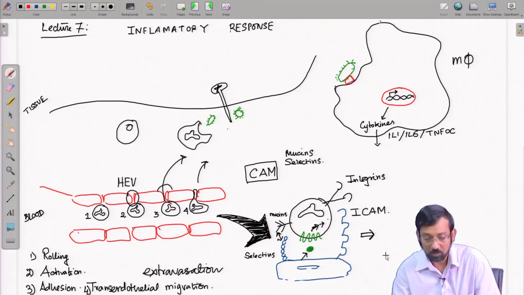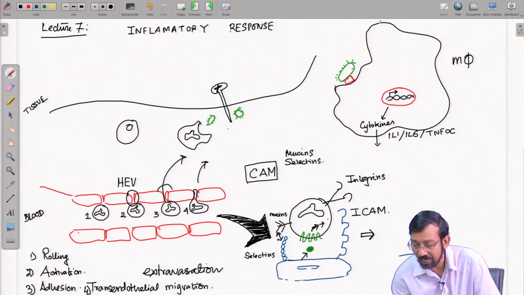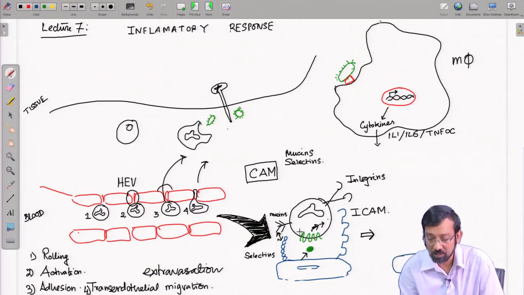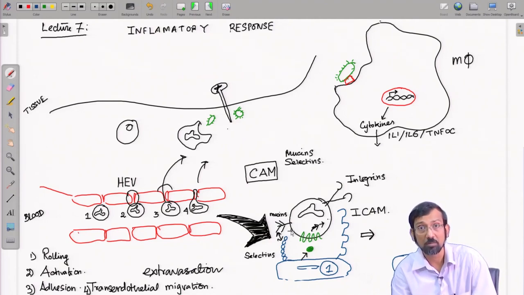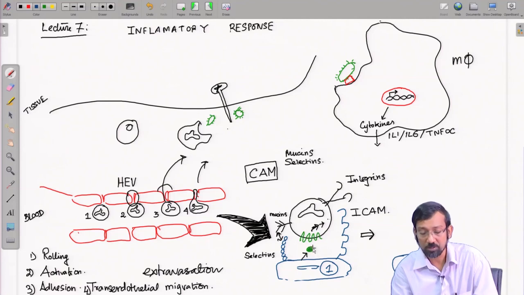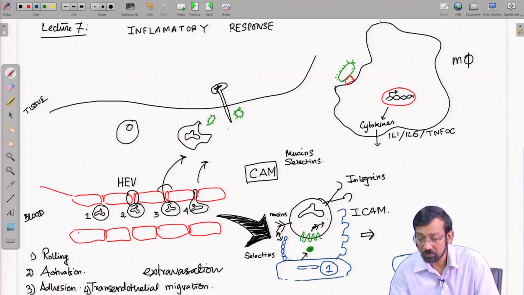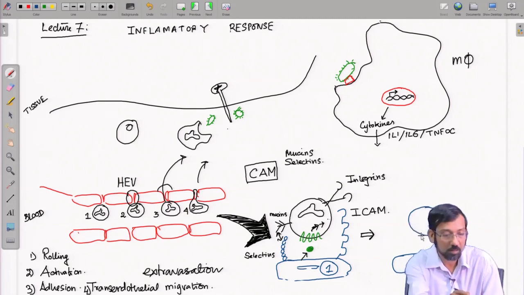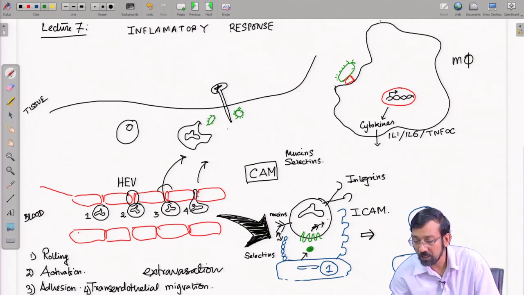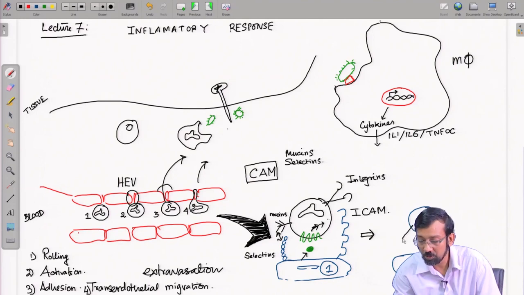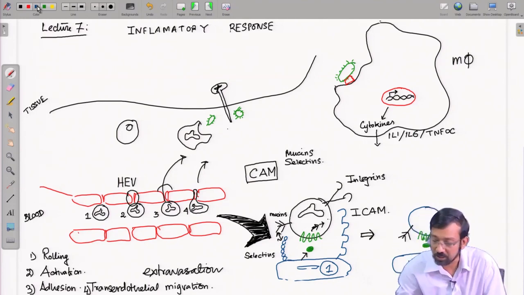Now, if we look into the next step, that is the activation step. This step here describes the first step, or the rolling step. It is only binding of the selectin to the mucin. The cell has just anchored on the endothelial cells by the selectin-mucin interaction. And then there is release of the chemokines, and this leads to the chemokine binding to the chemokine receptors. Immediately the cell is more attracted towards the endothelial cell, the chemokine binds to the chemokine receptor, and here the mucin is already bound to the selectin molecule.